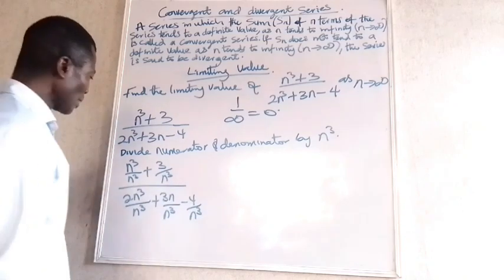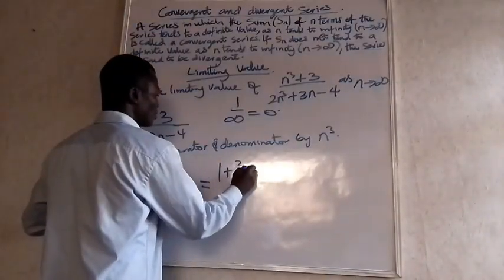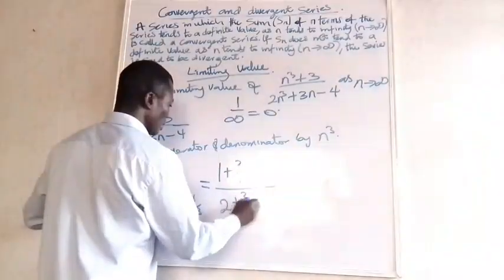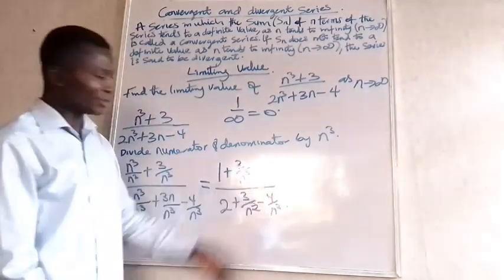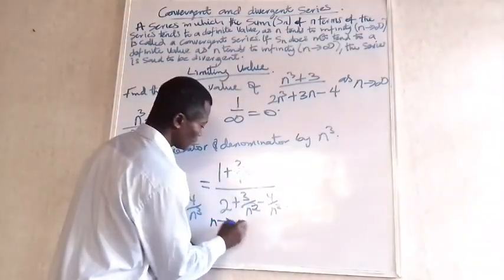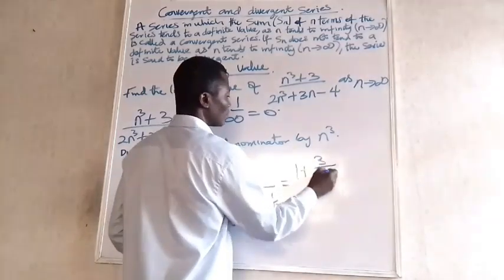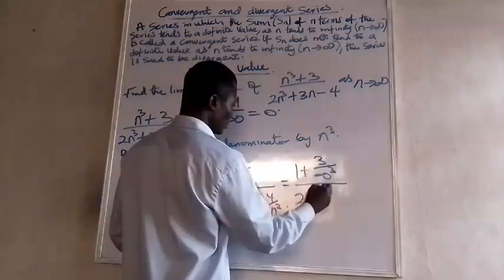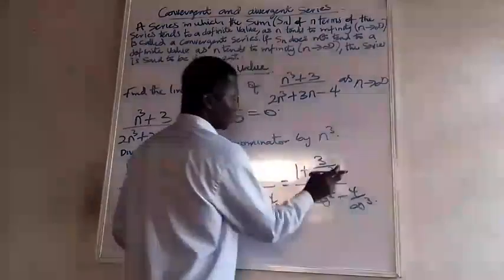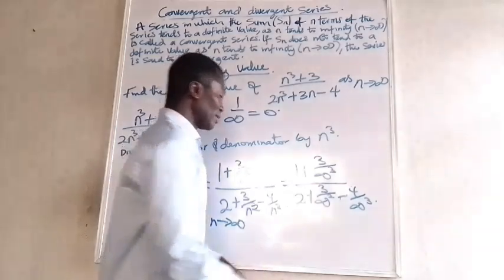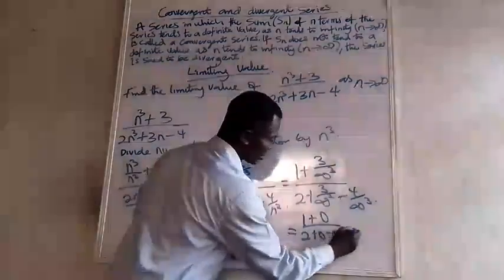Before we get there, this will be 1 plus 3 over n cubed, divided by 2 plus 3 over n squared minus 4 over n cubed. Now, when n tends to infinity, each of these terms will be very large in the denominator, so at the end of the day, I'm going to have 1 plus 0 over 2 plus 0 minus 0. So that will be 1 over 2.